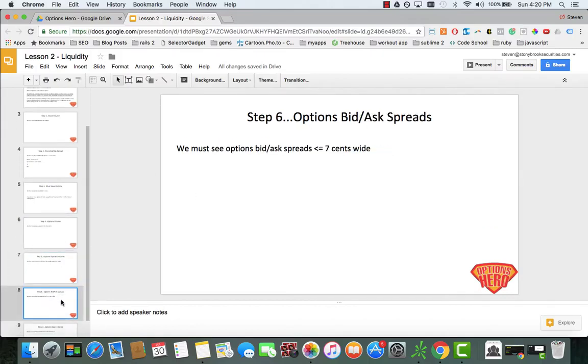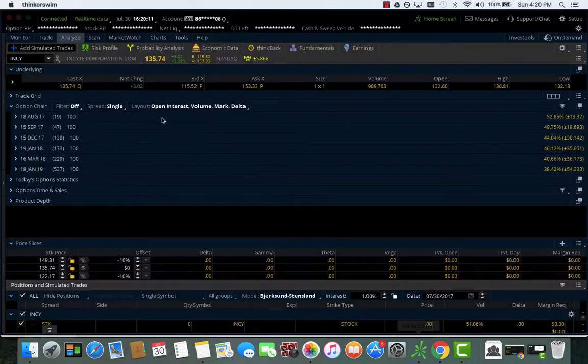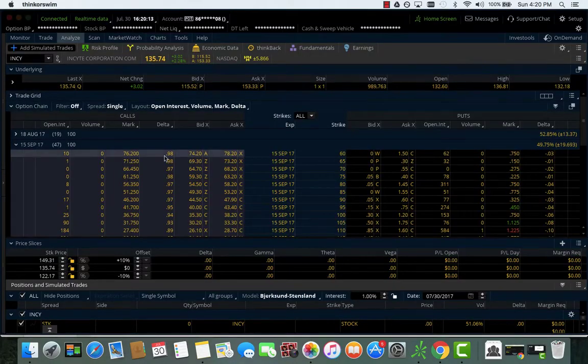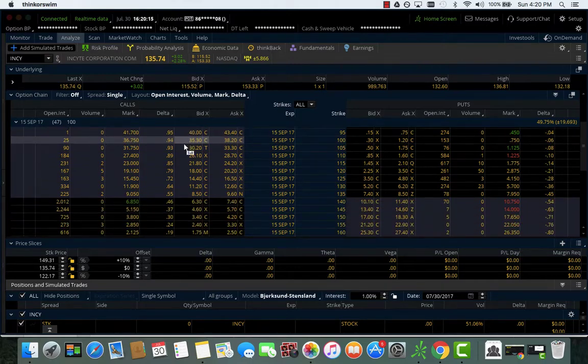Step number 6. Like stock bid-ask spread, we must see options bid-ask spreads 7 cents or less wide. So let's just go right to INSEE because that's obviously going to be hot garbage. The way to do this is to go to the strikes that are closest to the at the money price. So if you remember from a previous lesson, at the money are the strike prices that are closest to the current price of the stock.